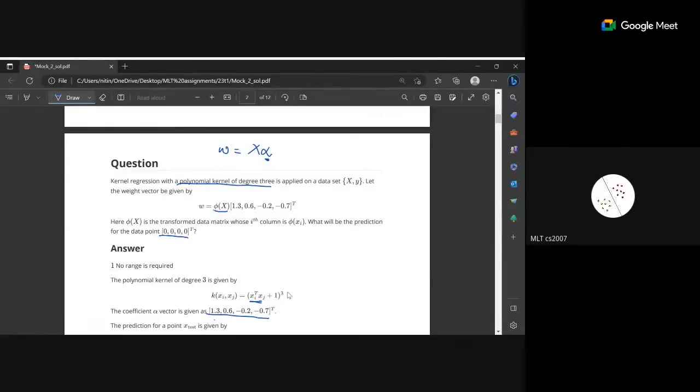Similarly, our data set is now phi of x in the transformed space, so the weight vector will be the linear combination of these data points. This form is given here; the weight is written like this. So if you compare this, the alpha vector is this vector: 1.3, 0.6, and so on.